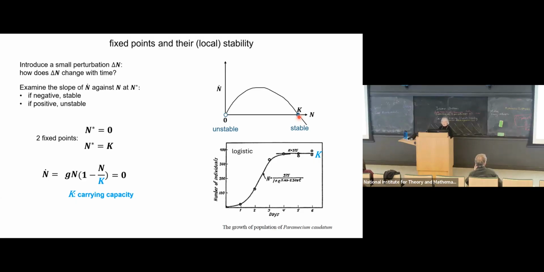So essentially, let me summarize, right? To understand whether a fixed point is stable or not, you examine the slope of n dot against n at the fixed point. And if you get a negative slope like this, that's stable. If you get a positive slope, it's unstable. So it's my didactic example of assaying stability of a fixed point.